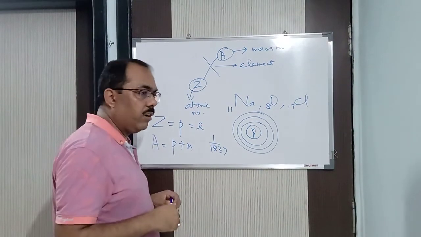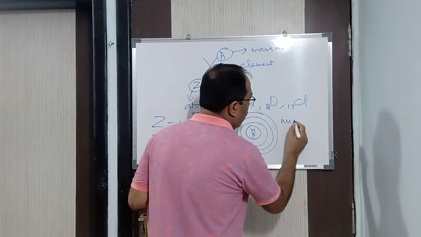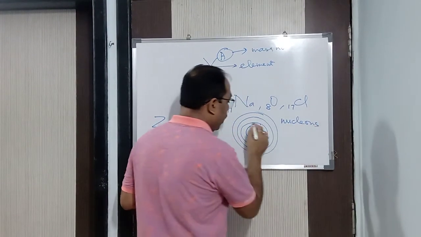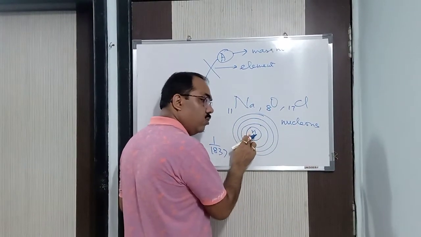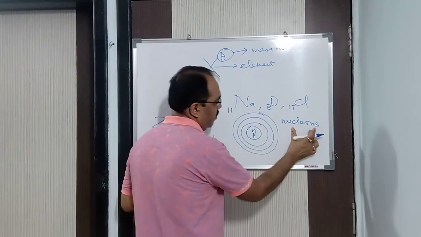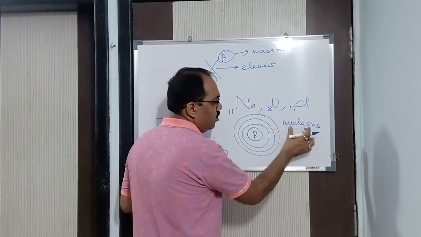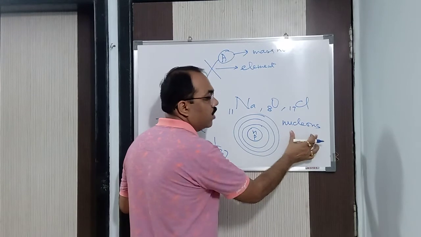And remember one thing, children, neutrons plus protons together are otherwise known as nucleons, because neutrons and protons are found inside the nucleus. So hence the constituent of the nucleus is known as nucleons. Nucleons means neutrons and protons together.